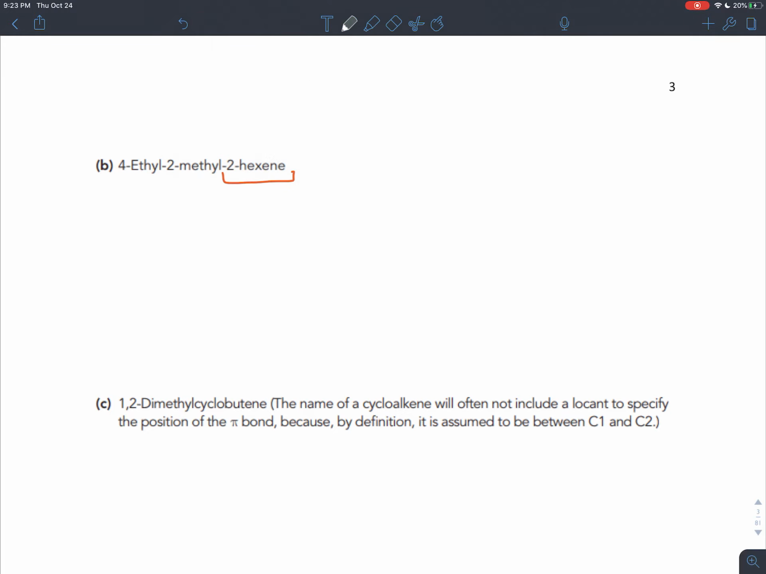The prefix we have here is hex. And so that's the prefix for 6 carbons. So we'll have 1, 2, 3, 4, 5, 6. Now we're drawing this molecule, so we can number it however we want. I'm going to number it left to right. So 1, 2, 3, 4, 5, 6.